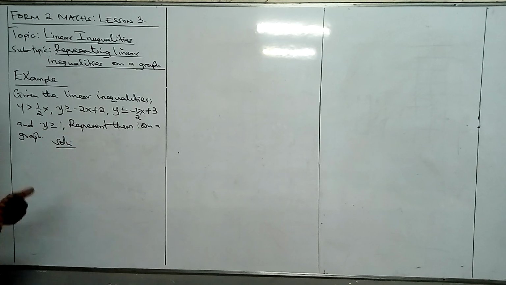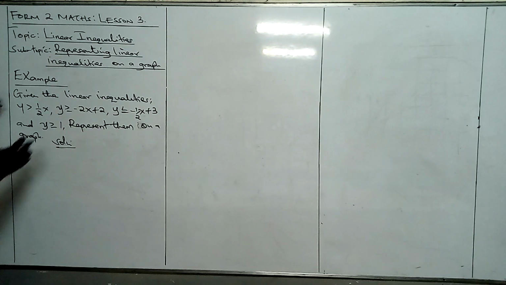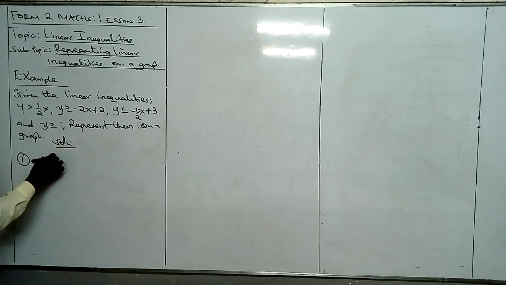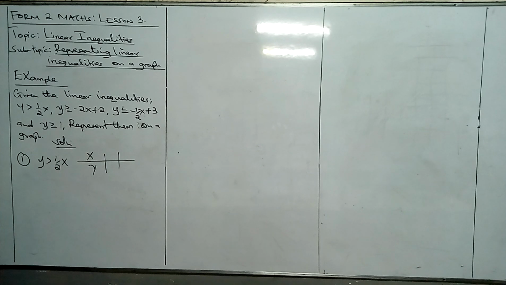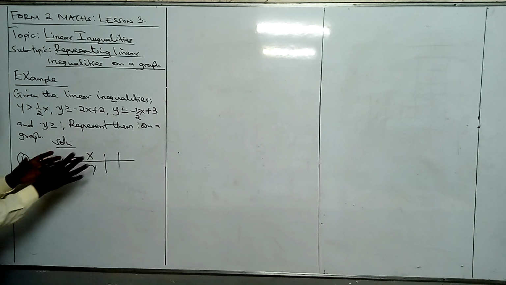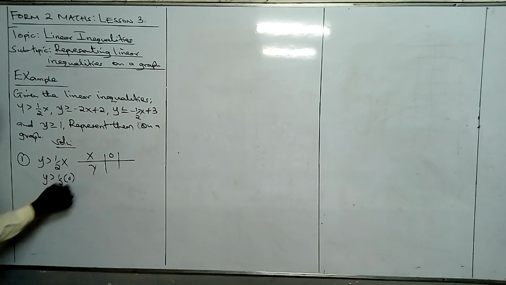The first step is obtaining an x, y table for each linear inequality. The first one is y greater than a half x. So we obtain x, y for that given linear inequality. So we will make some assumptions by saying, what if x is 0? So if we replace x with 0, what will be the value of y? y will be a half times 0. y is equal to 0.